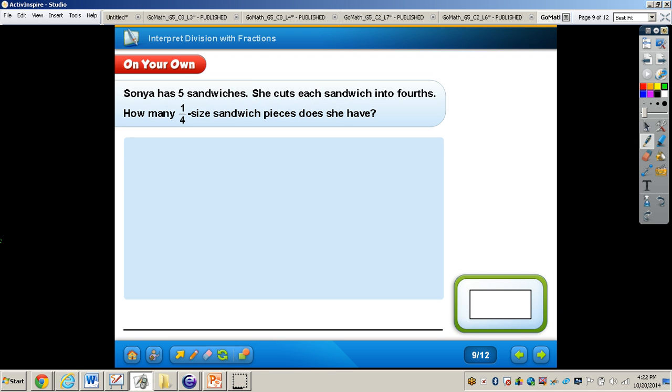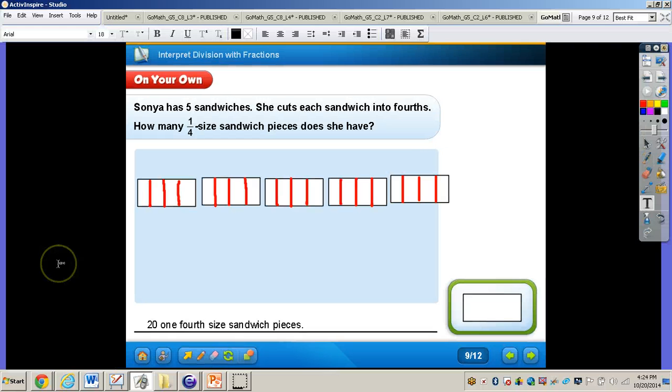Okay, I want you to complete the on your own problem with Sonia and work through this problem. I do want you to draw a diagram to represent the problem. And when you're finished, you can press play and I will have the answer for you. So pause the video now. Okay, now you can see 1/4 size sandwich pieces. What we did is we took the 5 sandwiches, cut each of them into 1/4 size sandwich pieces, and we counted them total. Okay, we can see 4 in each one, and there's 5 total. 5 times 4 gives us 20.